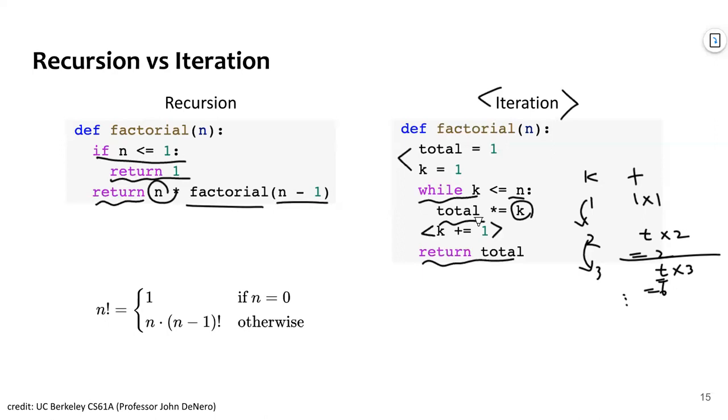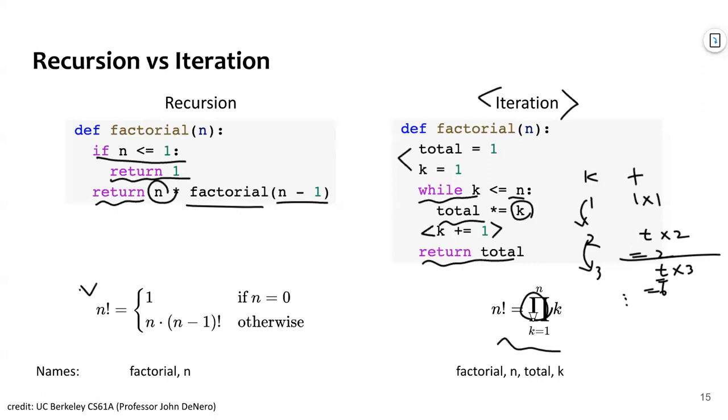Mathematically, recursion is a relational equation like this. On the other hand, iteration can be expressed in this multiplication operation. All right? So mathematically, we can represent them differently.